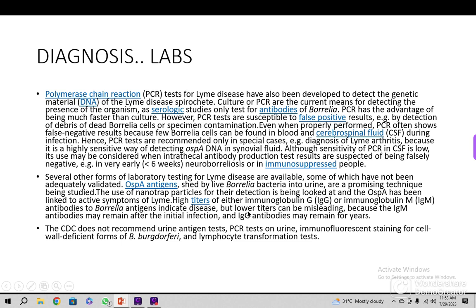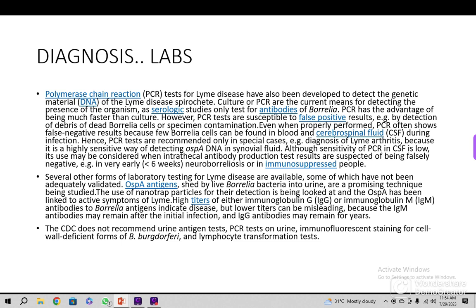High titers of either immunoglobulin G or immunoglobulin M antibodies to Borrelia antigen indicate the disease. You can do it in the urine, but lower titers can be misleading, because the IgM antibodies may remain after the initial infection. The CDC does not recommend the urine antigen test, because Americans are more knowledgeable, and they said that this may be a false positive, or false negative. PCR on urine also has false positivity and false negativity problems. Immunofluorescent staining for the cell wall deficient forms of Borrelia burgdorferi, for example Borrelia afzelii and others, and the lymphocytic transformation test, the CDC does not recommend either.